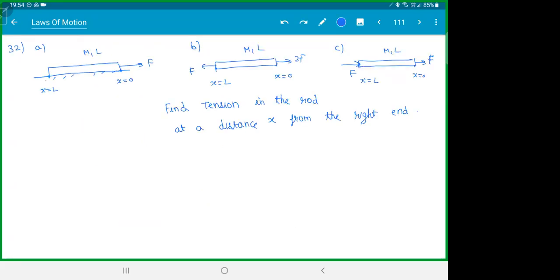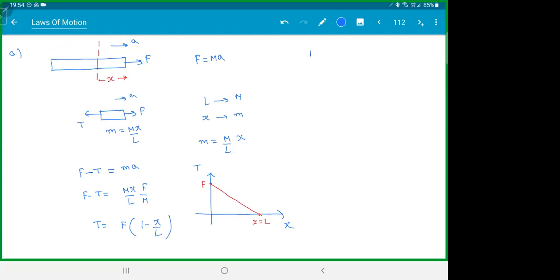Second part, 2F and F. Try, you got a minute now. I think now you understood what to do. 2F and F, second part. Get this. Find the tension as function of x. Idea is simple. Find the acceleration. Wherever you want to find tension, cut it there.